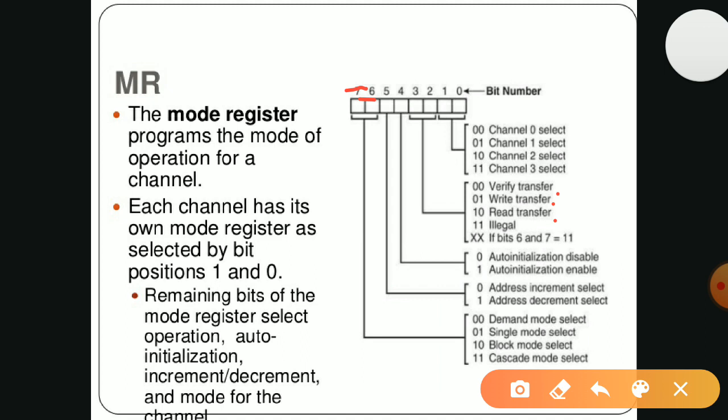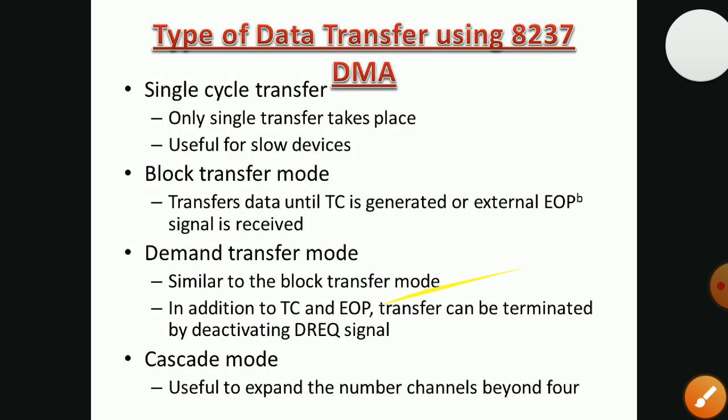These two bits indicate the mode of operation, and what are the different modes which are present. That mode selection is possible by using bits 6 and 7. Let us see what the different modes of operation are: single cycle transfer, block transfer mode, demand transfer mode, and cascade mode.